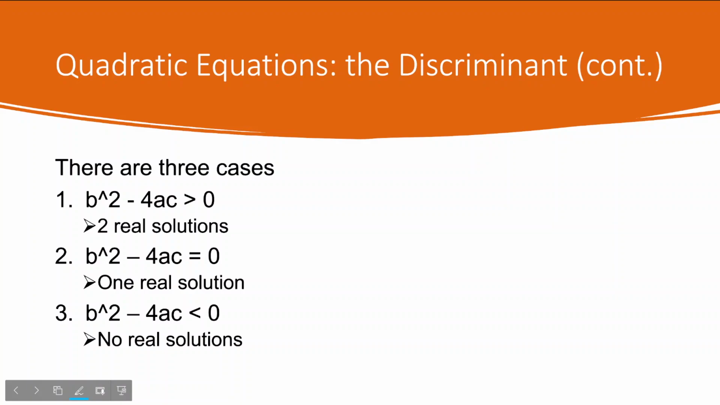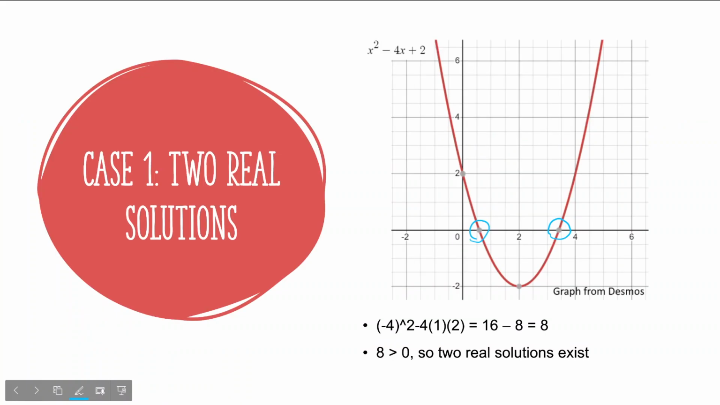The first case is when there are two real solutions. As you can see, there are 2 points at which this parabola intersects the x-axis. The equation of this parabola is x squared minus 4x plus 2 equals 0. Plugging into b squared minus 4ac, we get negative 4 squared minus 4 times 1 times 2, which is 16 minus 8, equal to 8. And 8 is greater than 0, so two real solutions exist.